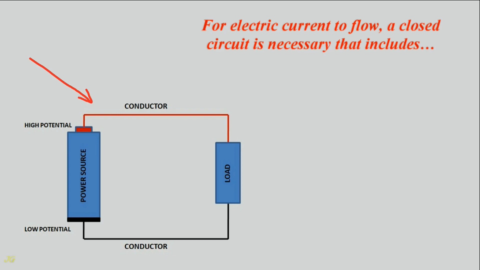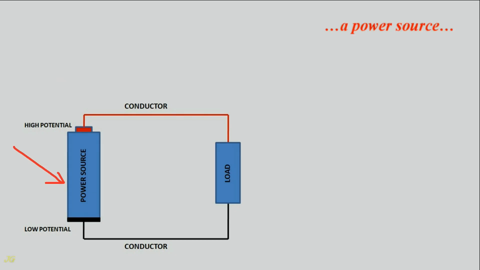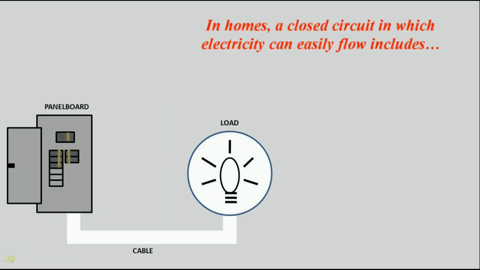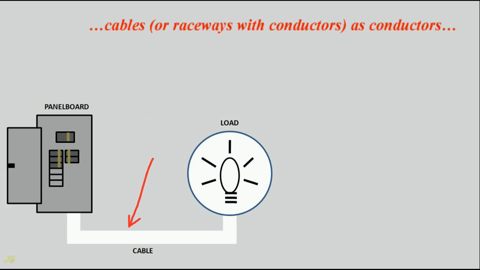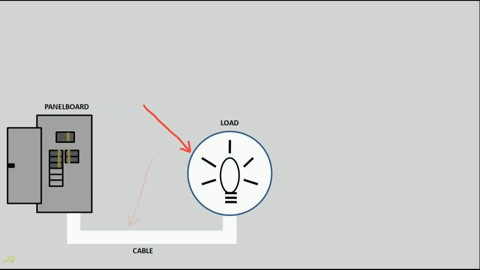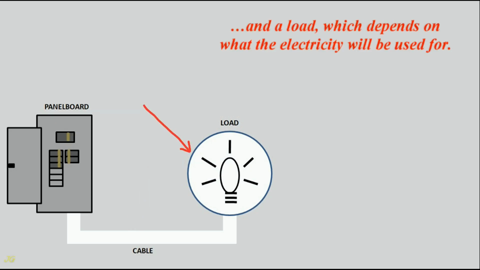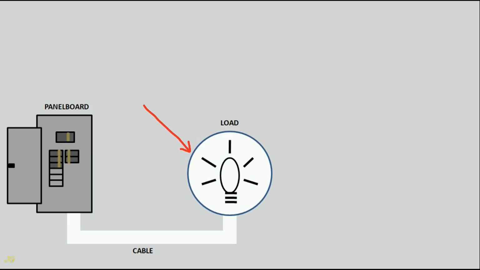For electric current to flow, a closed circuit is necessary that includes a power source, conductors, and a load. In homes, a closed circuit in which electricity can easily flow includes a panel board as the power source, cables or raceways with conductors as conductors, and a load, which depends on what the electricity will be used for.